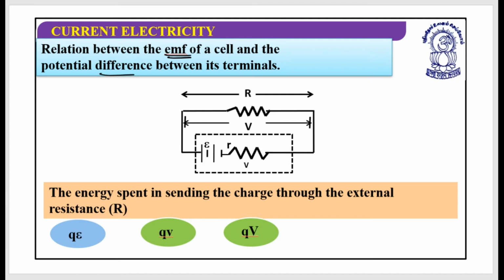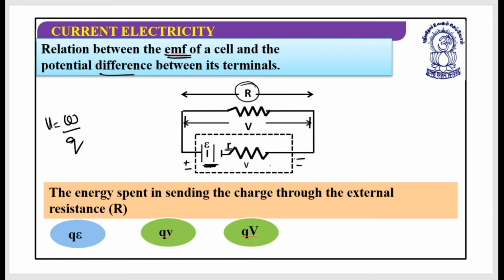So now look at this. This is the cell EMF, it's an E. Internal resistance has been shown, and in this network, that means this cell has been connected. This is probably the positive terminal, this is the negative terminal, and this terminal has been connected with a certain external resistance R. So what I need to do, V should be equal to the work done by charge.